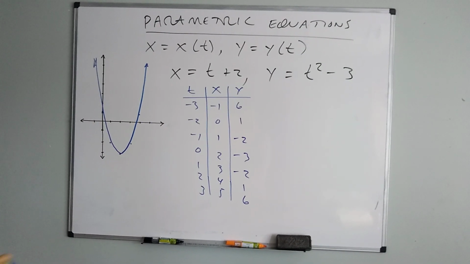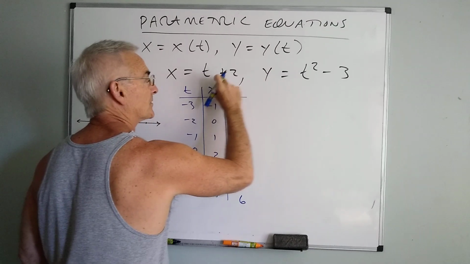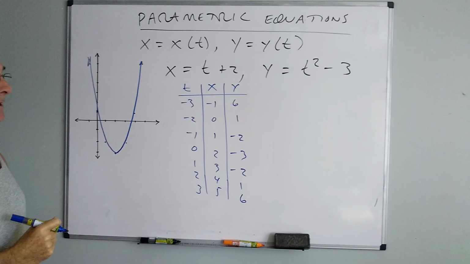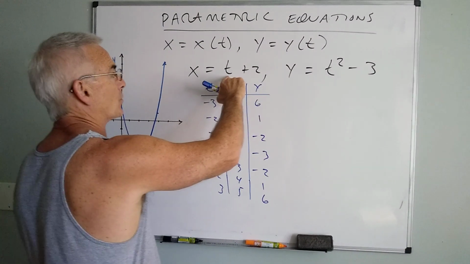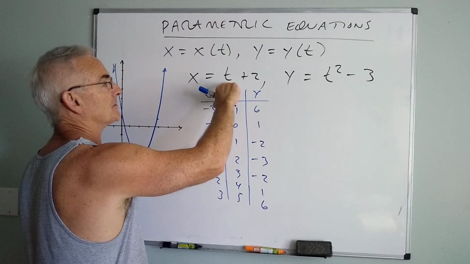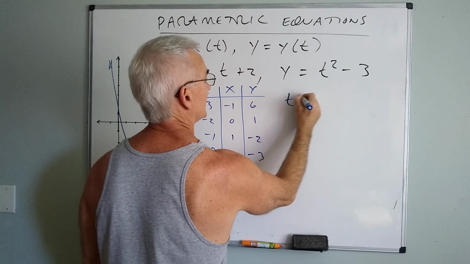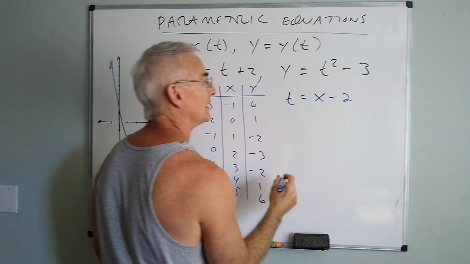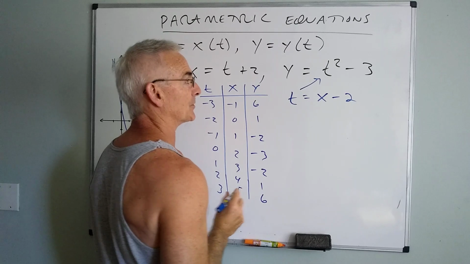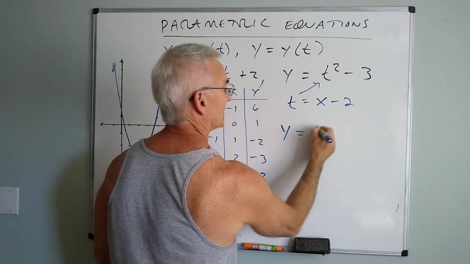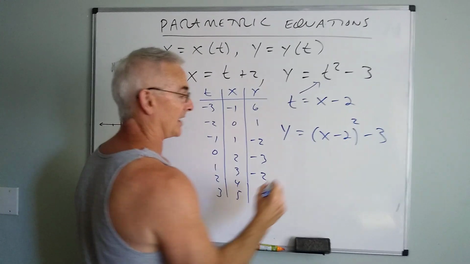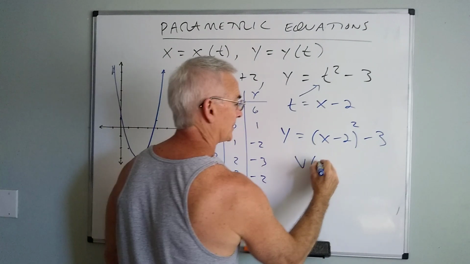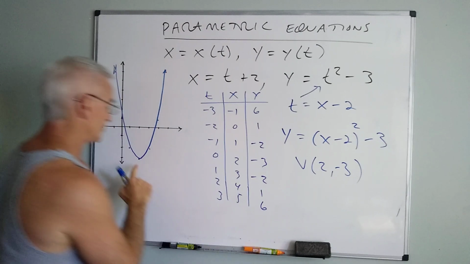Then the next question would be, could I rearrange this to put it just in terms of x and y? Well, I usually can. That's not automatic. So if we went to this equation here and said, let's solve for t in terms of x, we'd find that t equals x minus 2. And now take that t and insert it here, we'd see y equals x minus 2 squared minus 3, which we recognize is a parabola with vertex at 2, -3.